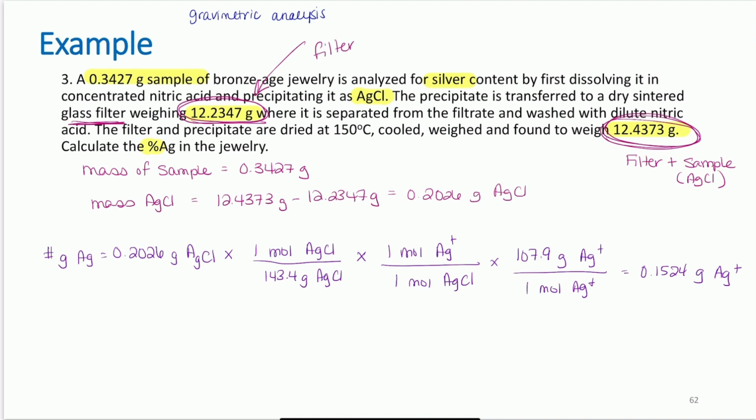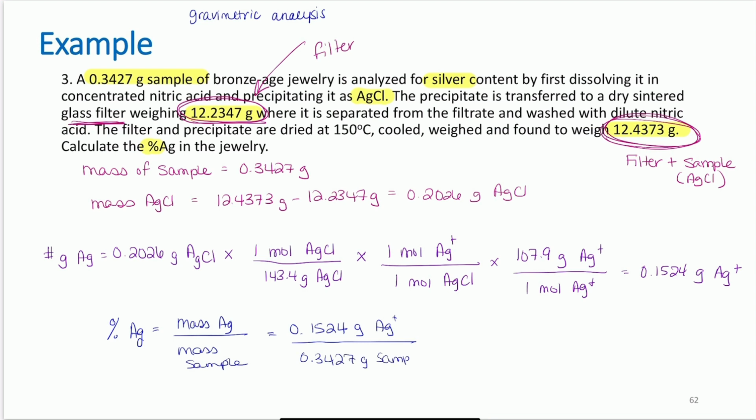Now that I have my grams of silver, I can say my percent of silver in the sample. This will be the mass of silver divided by your mass of sample. 0.1524 grams of silver per 0.3427 grams of sample times 100% gives you 44.47% silver.